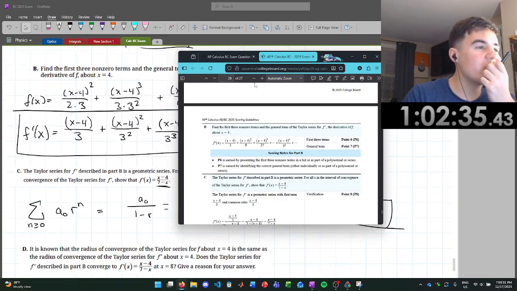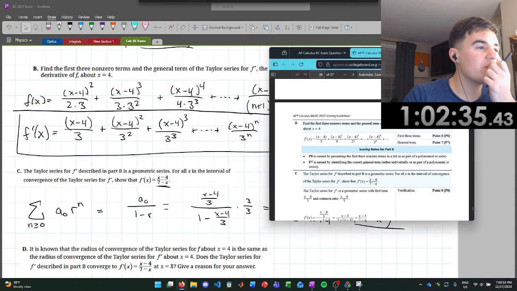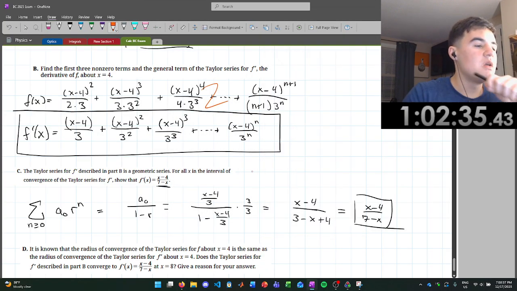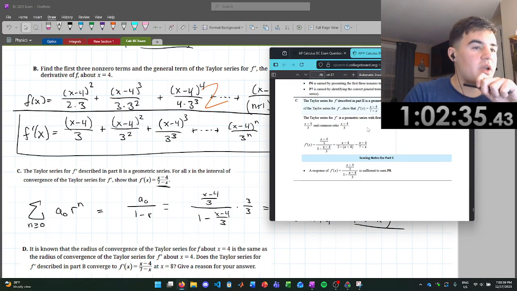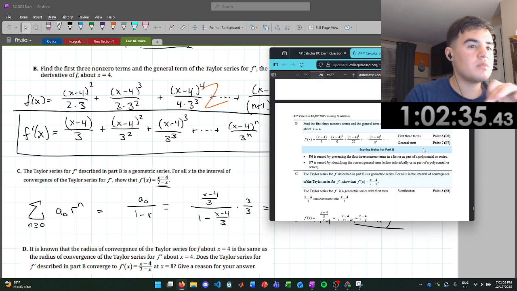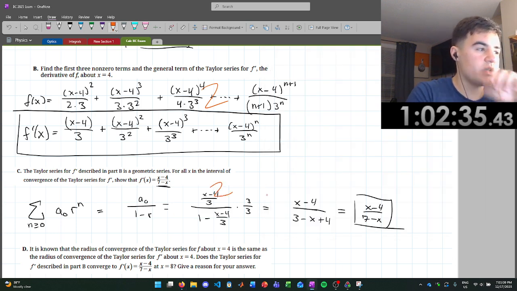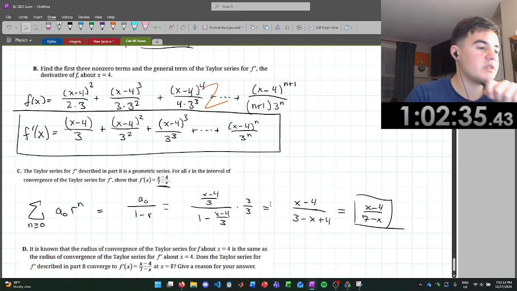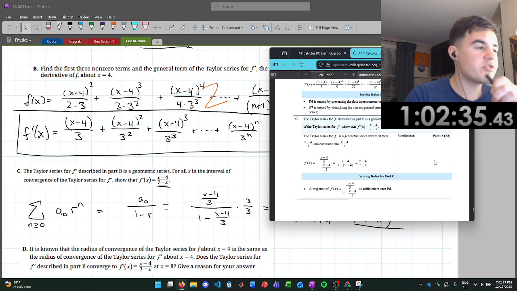Next question. Did I get the right terms? Yeah, I got the right terms. That's 2 points. Geometric ratio did the workout. X minus 4 over 7 minus x. That's also good. How many points is that? 2 points. Wait, that was the previous question. This one is 2 points. This one's just 1 point.